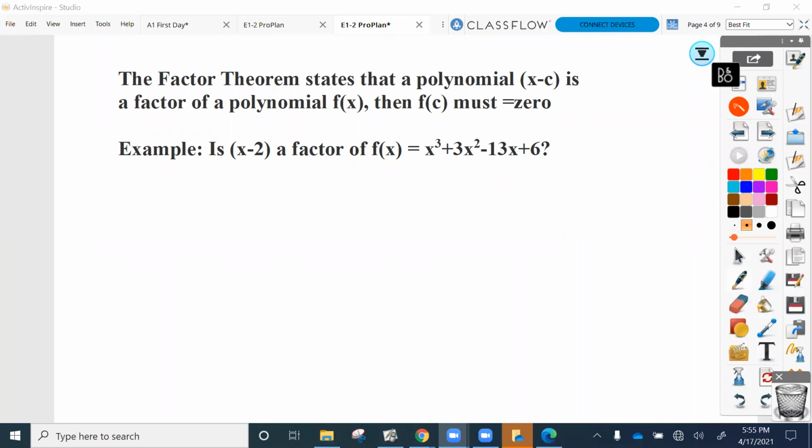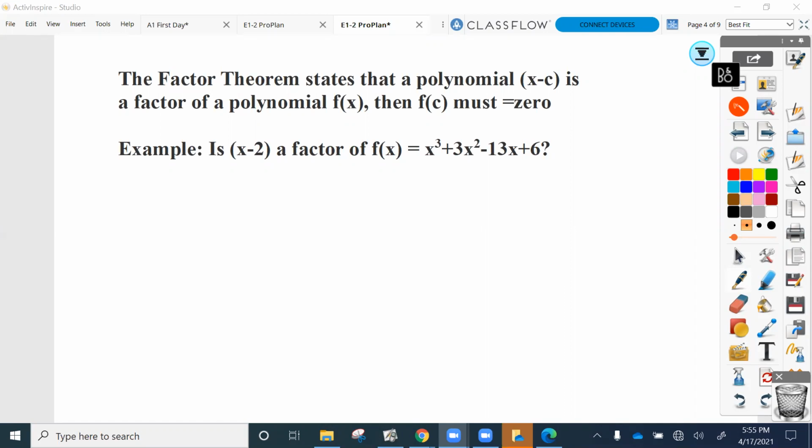Okay, so E2 is all about the factor theorem. I'm going to just tell you as if you didn't already look at the notes or any of that stuff. It's probably better if I do a video for you anyway. So the factor theorem itself says that if a polynomial in the form x minus c is a factor of a polynomial f of x, then if you put the c value into the equation, then you should get 0, right? It has to be 0.